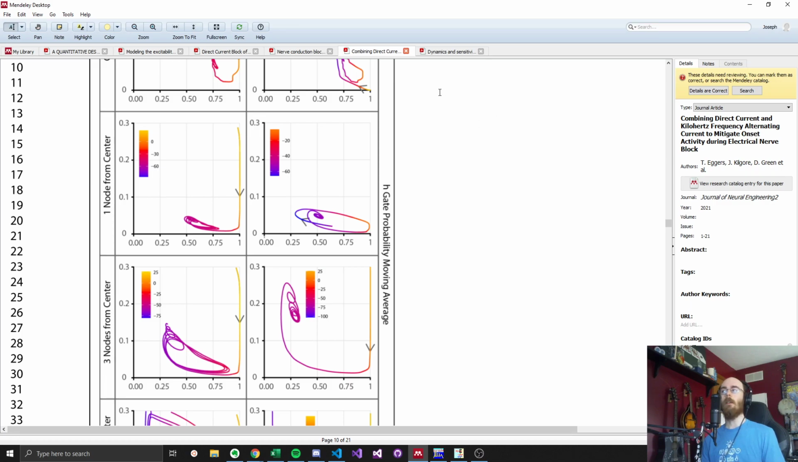So hopefully this was a quick dive into some of the literature, some of the basics of understanding electrical nerve block in the model, and how we can use the model to better understand what's going on in our experiments. So hopefully this was helpful, and we'll see you in the next one.